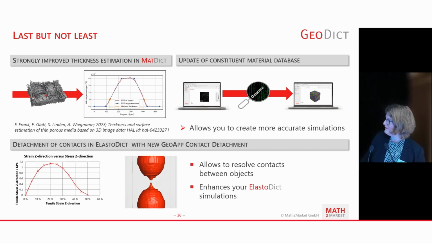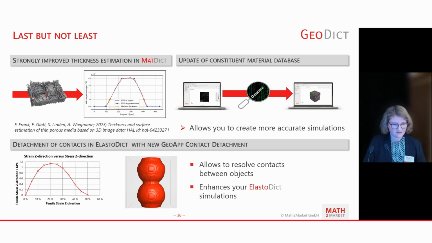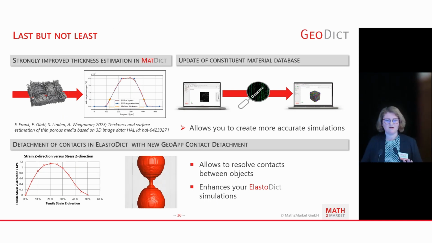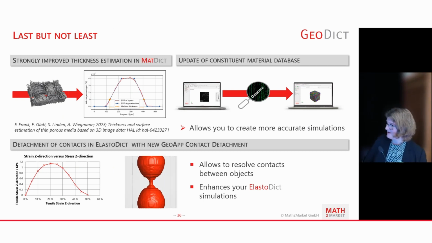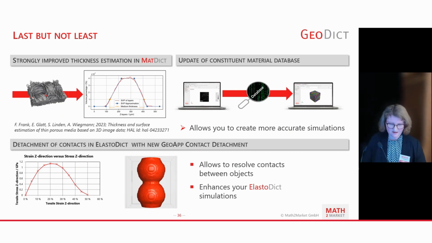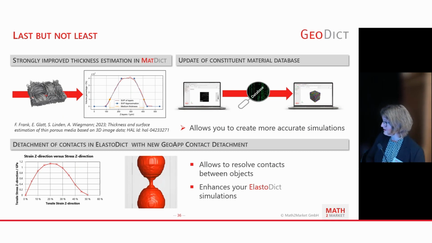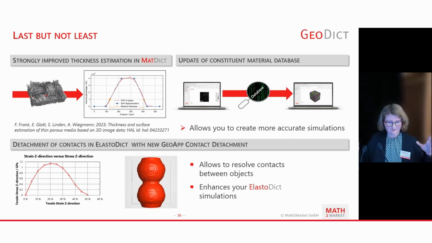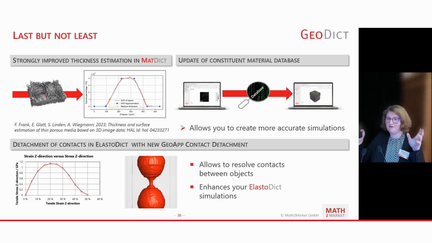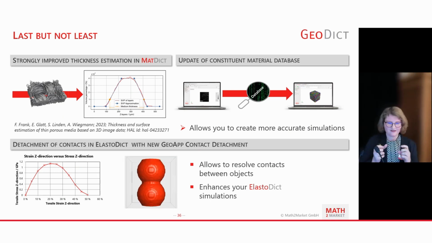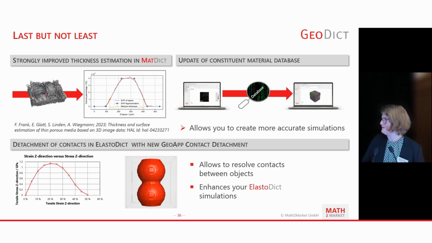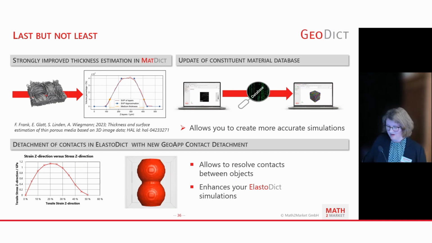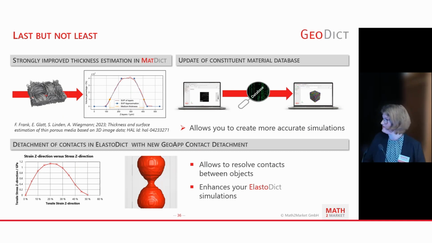And then one last topic I'm going to talk about is the detachment of contacts in ElastoDict. I'm sure quite a few of you have been waiting on this feature for a while now, so now we have it. And we have the Geodik contact detachment app. And in this app, you can not only simulate that two objects get into contact during compression, but the contact is also resolved again when you move them apart. So that's important, for example, for battery simulations, also in composites and nonwoven. So it will enhance your ElastoDict simulations whenever you have the need of this feature.